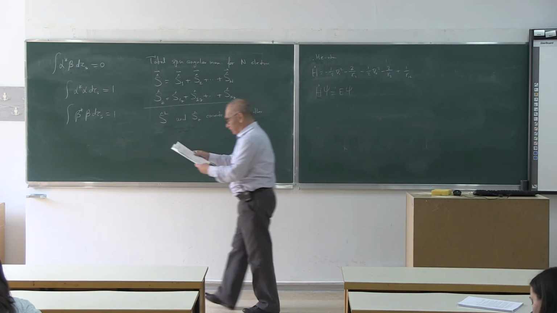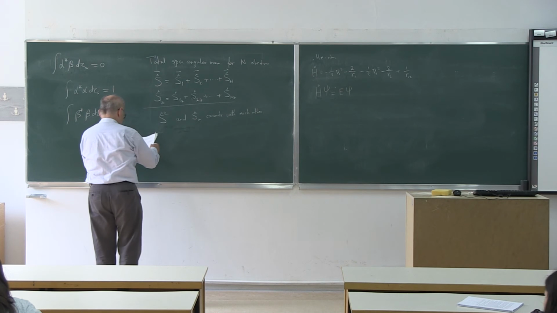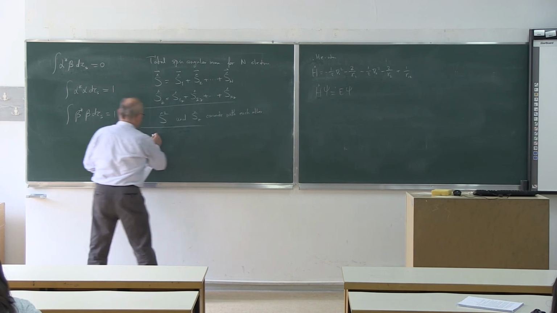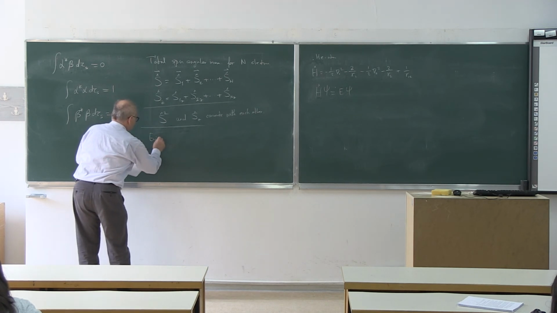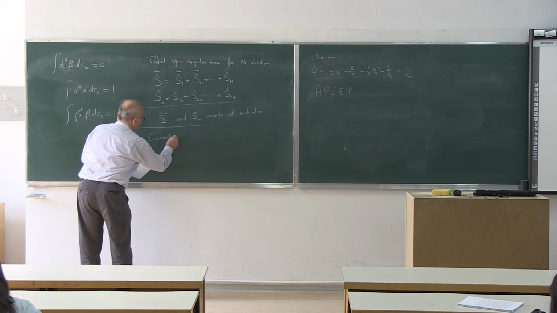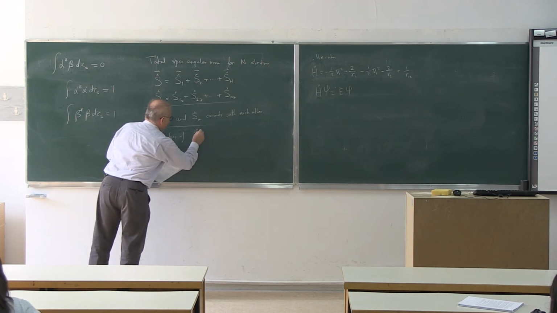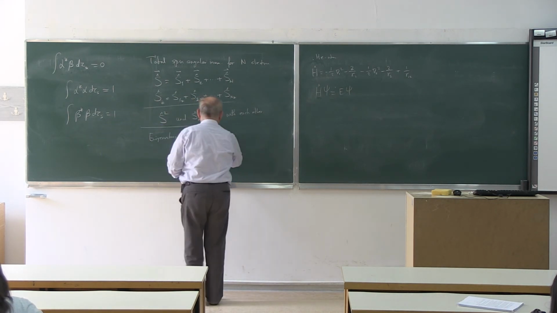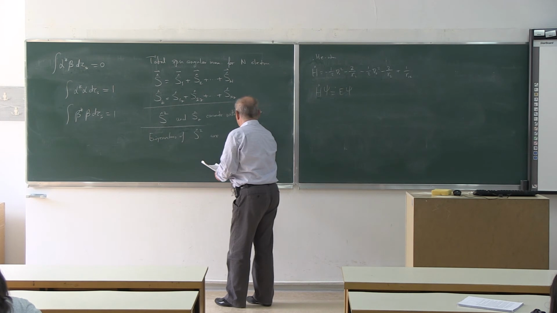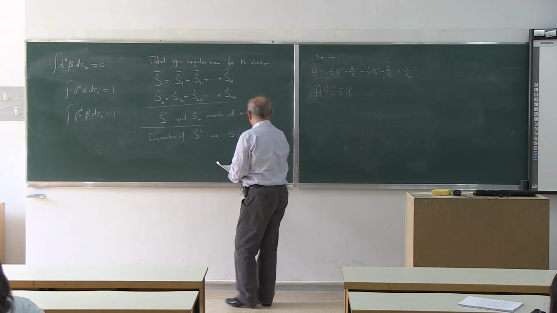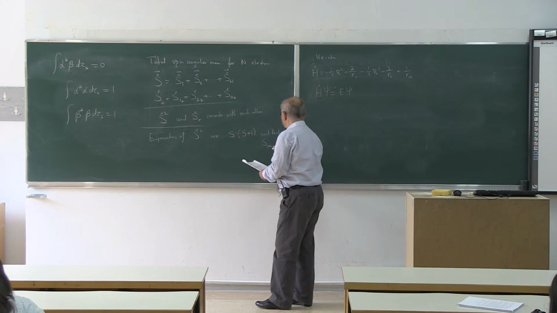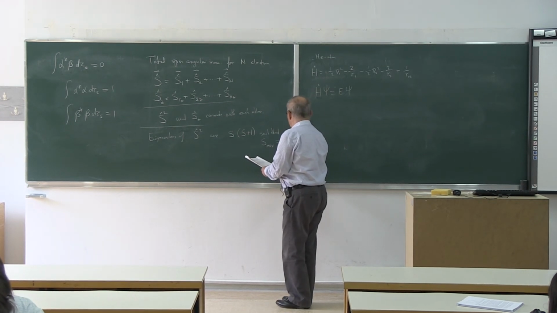Similar to the orbital angular momentum, eigenvalues of S square, square of total spin, are S times S plus 1, such that the maximum S quantum number here is n over 2.